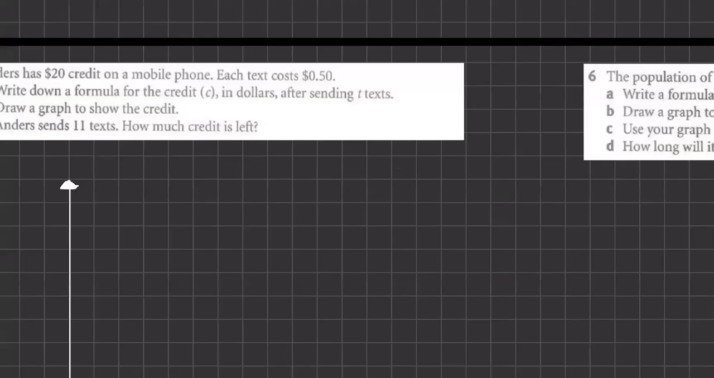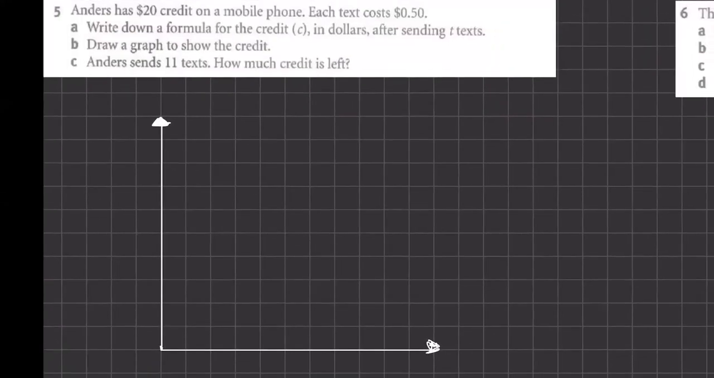Now let's look at number 5. Anders has $20 credit on a mobile phone. Each text costs 50 cents. Write down the formula for the credit C in dollars after sending P texts. The 5A should be C is equals to 20 minus, P times, so every text is 50 cents, you minus 50 cents.